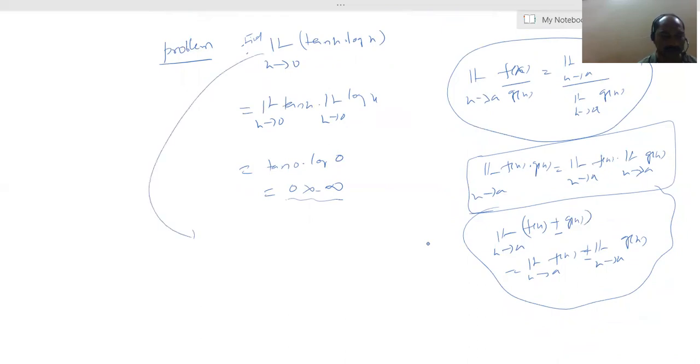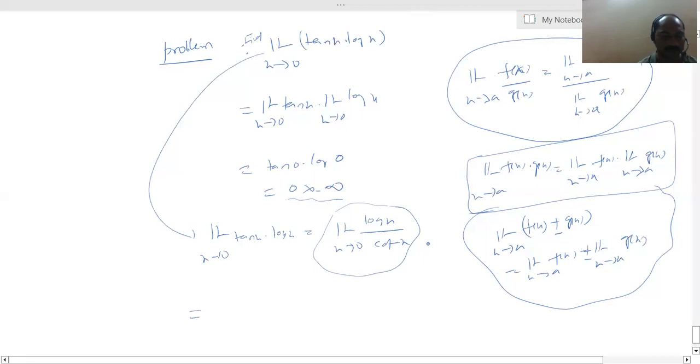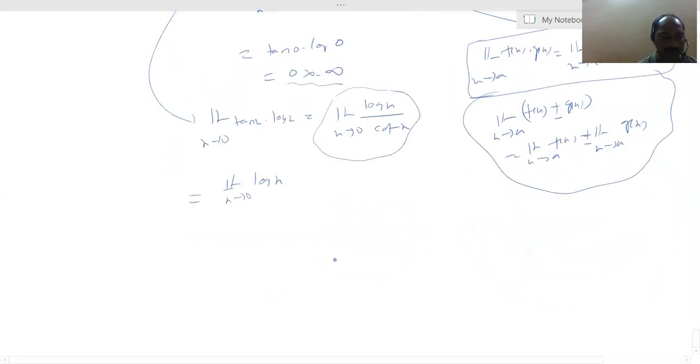So convert this expression, limit x tends to 0, tan x into log x. This is written in the form limit x tends to 0, log x times tan x, where tan x is written as 1 by cot x. Substituting x equal to 0, we get infinity by infinity form. This expression equals limit x tends to 0 of log x by cot x, minus infinity by infinity.